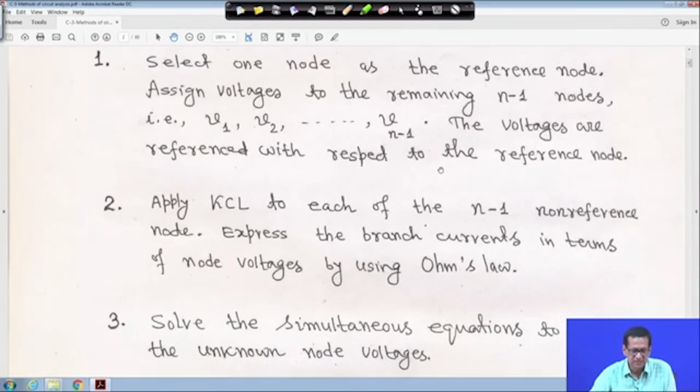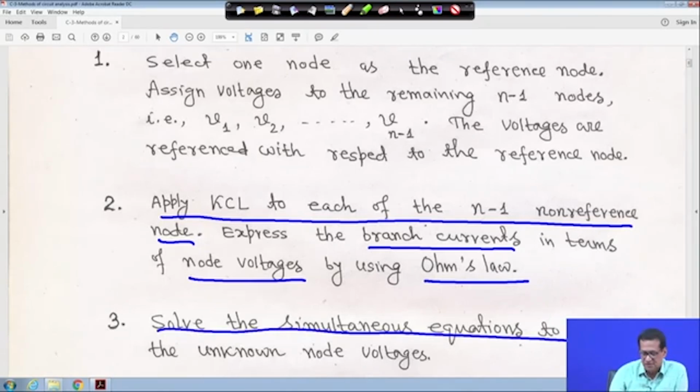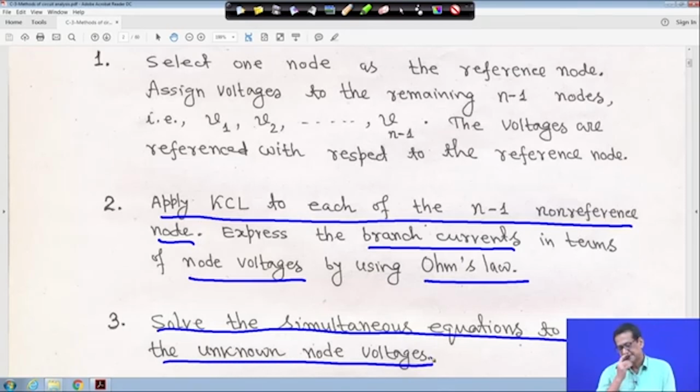Next, apply KCL to each of the n minus 1 non-reference nodes. Express the branch currents in terms of node voltages by using Ohm's law. This is the second step. In the third step, you have to solve the simultaneous equations to obtain the unknown node voltages. You will get those equations in terms of node voltages, then you solve them. So this is node voltage analysis without any voltage source.